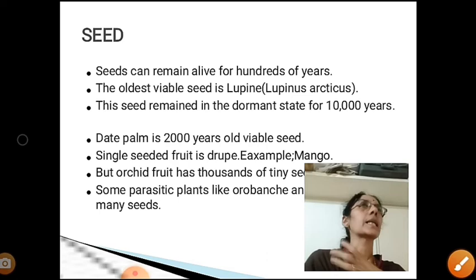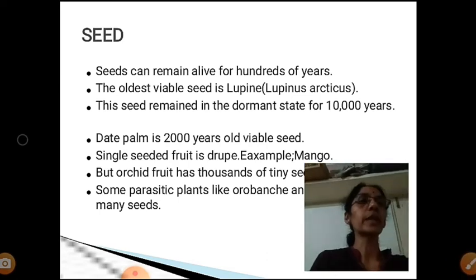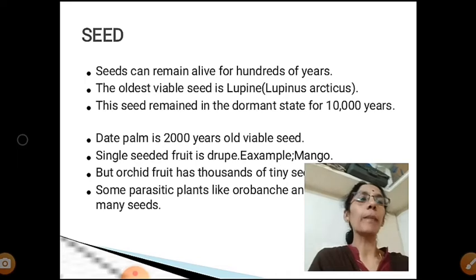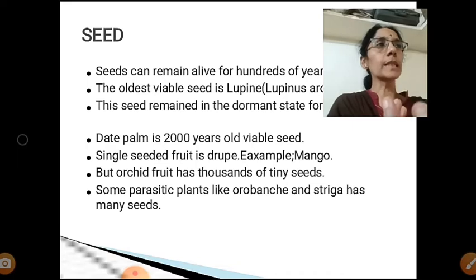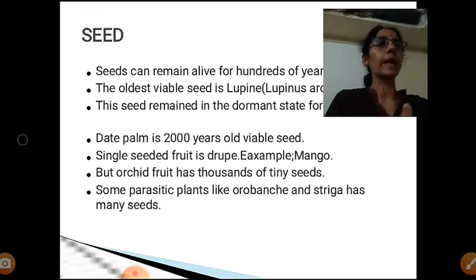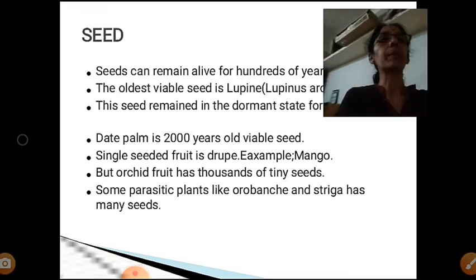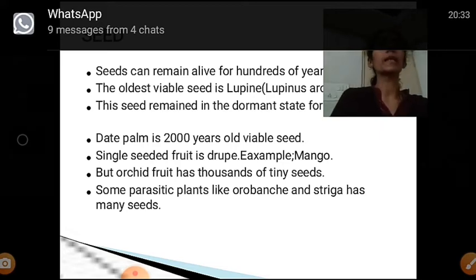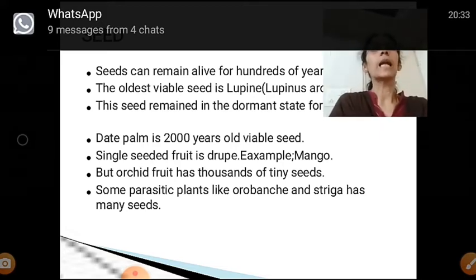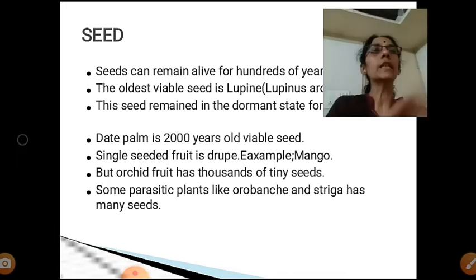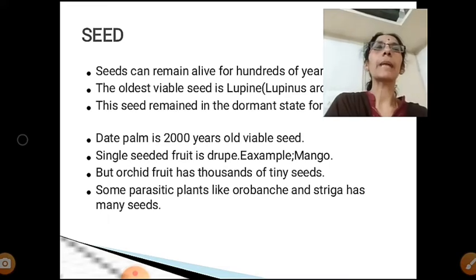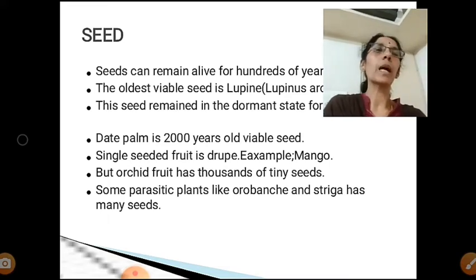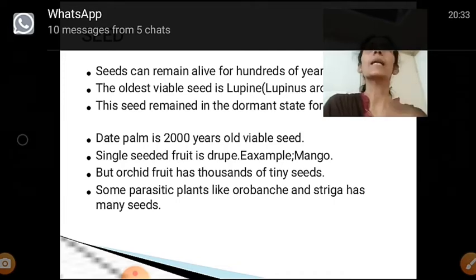You have studied last year that the single seeded fruit is called a drupe. An example is mango, where only one seed is present. But there are plants whose fruit consists of many seeds. A commonly known example is papaya, because you might have seen that inside the fruit you can see many seeds. Likewise, in the orchid fruit, thousands of very small seeds are present. Likewise, parasitic plants like Orobanche and Striga also have many seeds.